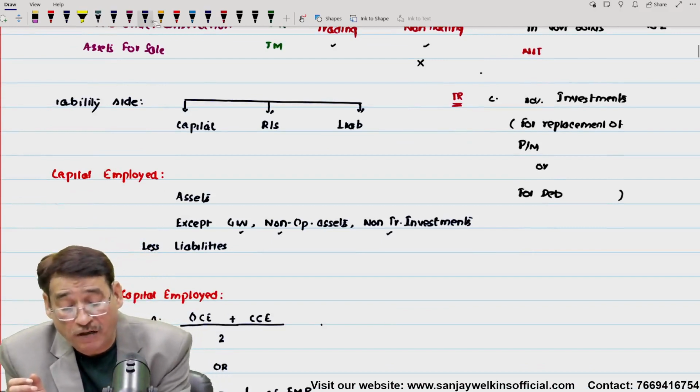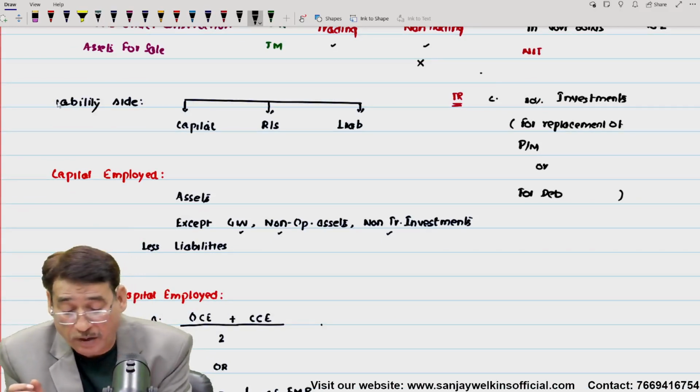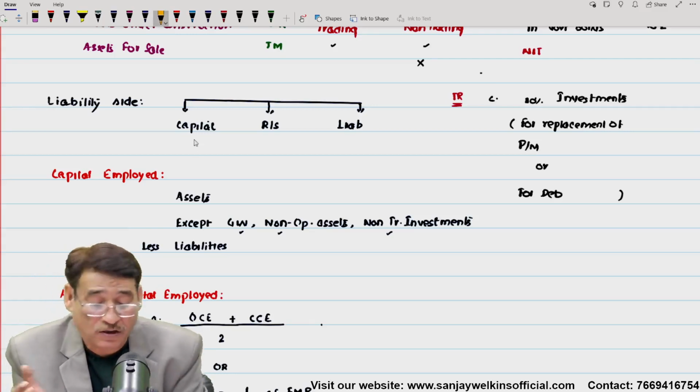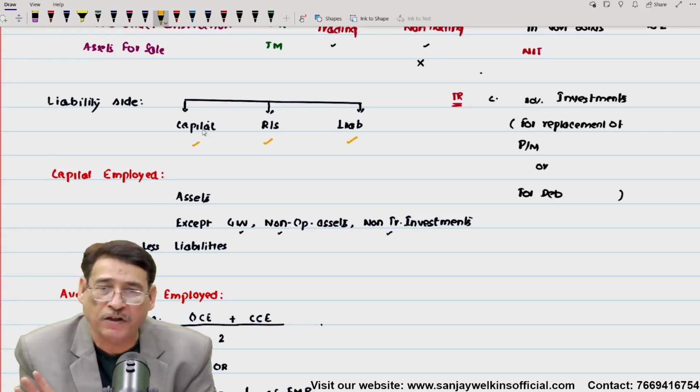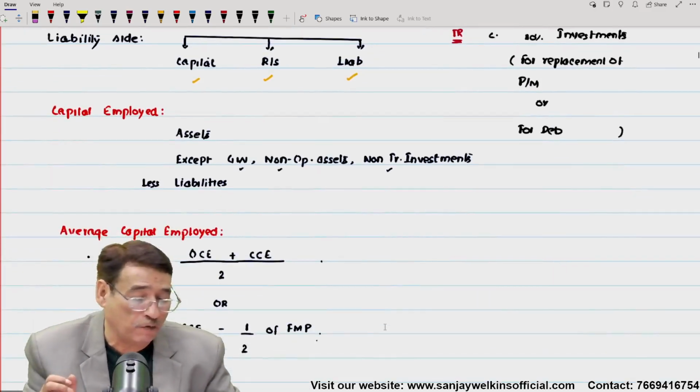Similarly, I would love to talk a little bit about the liability side, because I've seen students commit lots of mistakes. As you know, the liability side, for simplicity's sake, can be segregated into three parts: capital, reserve and surplus, and liability. Correct? What we mean by liability, first of all, you let me know.